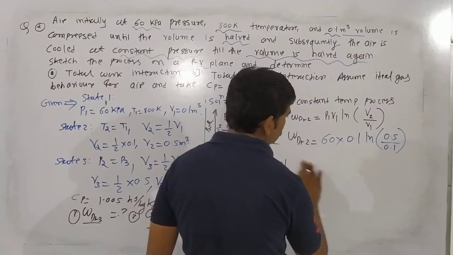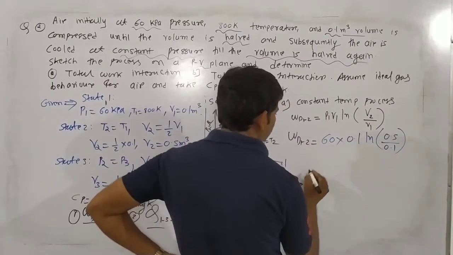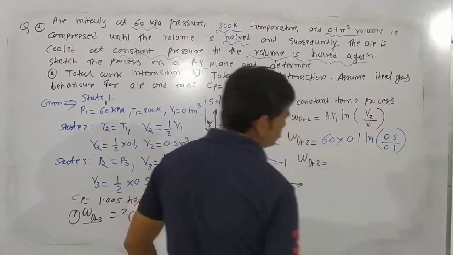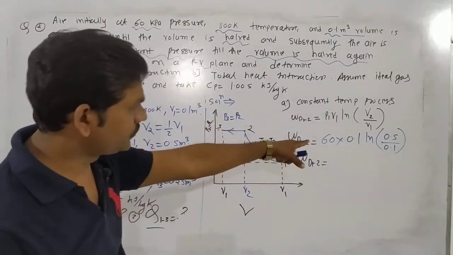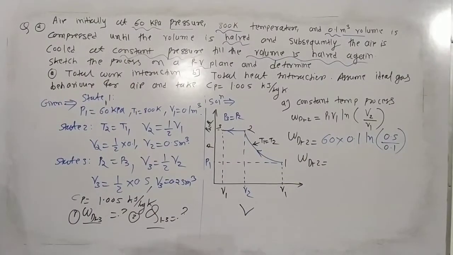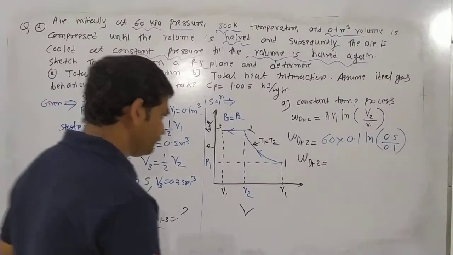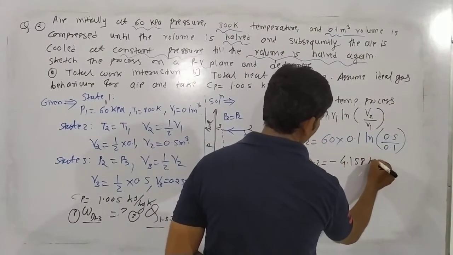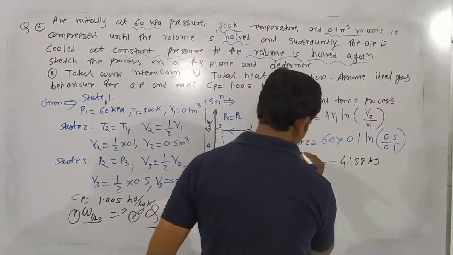So solve this formula. What is the answer? You do the calculation, all this in your calculator. 60 into 0.1 log in 0.5 upon 0.1. Do the calculations. What is the work done will be there? Minus 4.158 kilojoules.